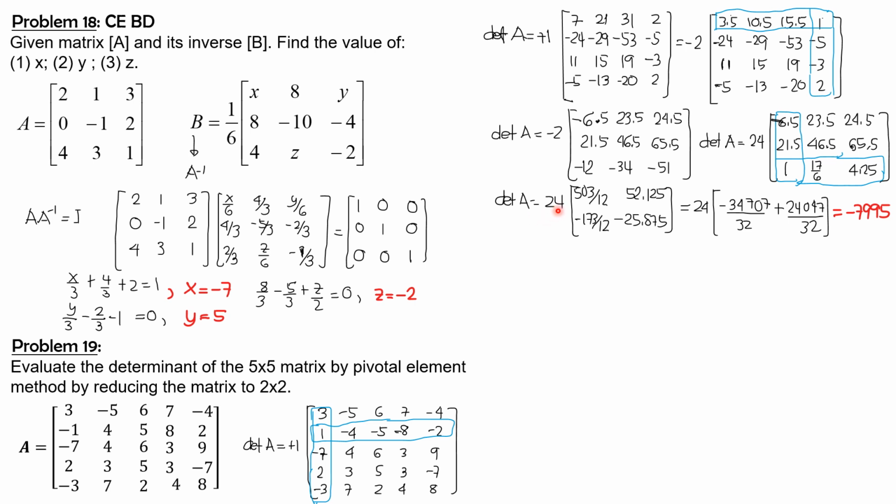So the determinant is 24 times quantity 503 over 12 times negative 25.875. That's negative 34,707 over 32. Then minus this direction, minus this is negative. So minus of negative is positive 24,047 over 32. Combining, then times 24, you'll get negative 7,995.